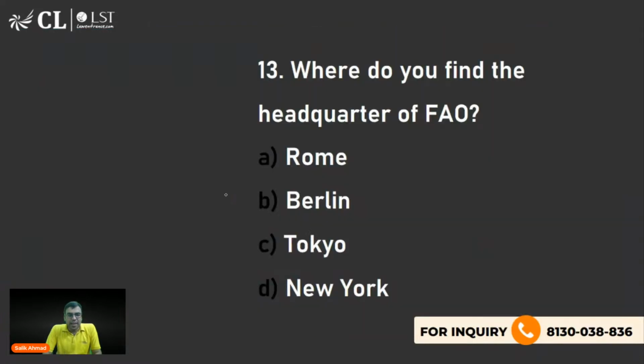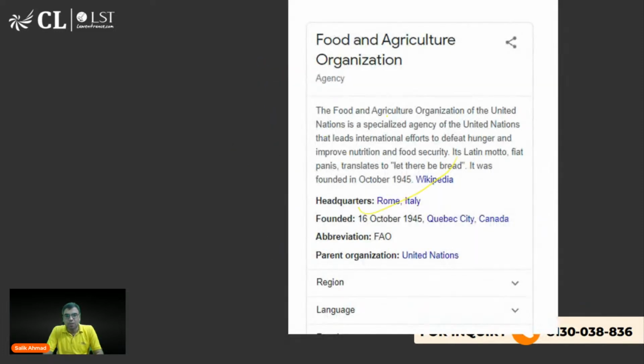Okay, let's move on to the next one. Where do you find the headquarter of FAO, Food and Agriculture Organization? Yes, Ayush, Shruti, both are right. Rome. Rome is the capital of Italy. Food and Agriculture Organization headquarter आपको Rome, Italy में मिलेगा. So A is the right answer to this question. ठीक है. So you should know it.